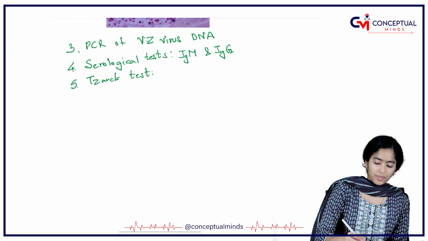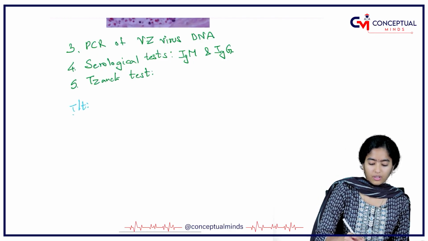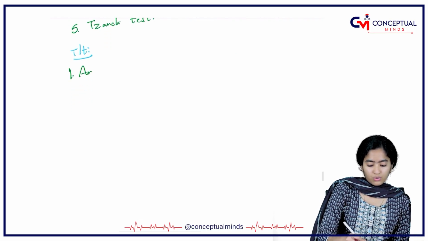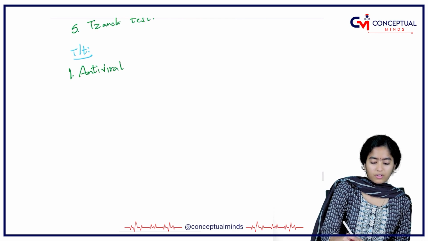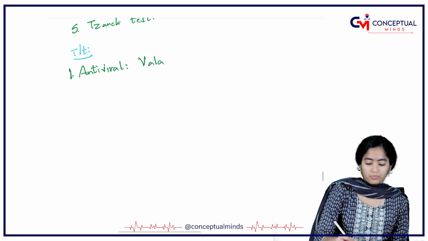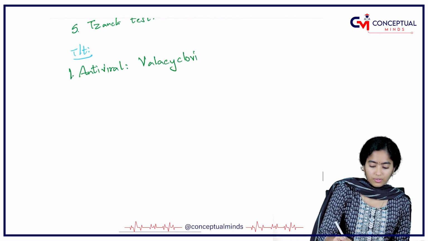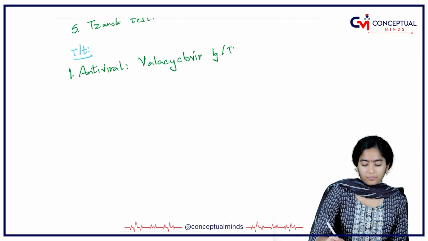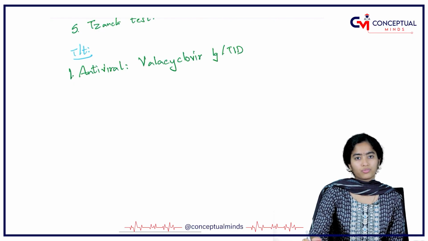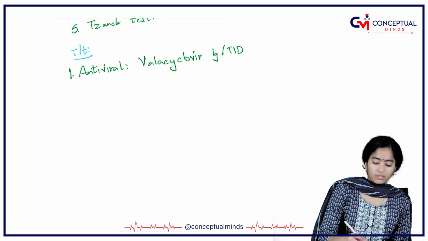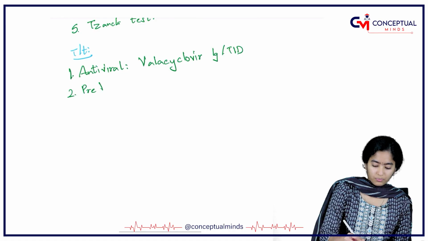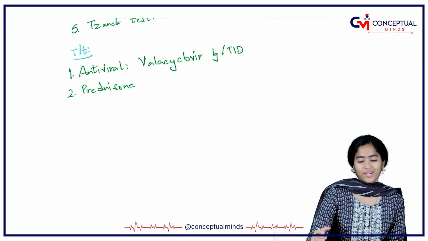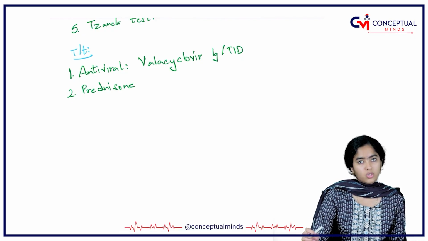Next, coming to the treatment part of this disease, as it is a viral condition, we use antiviral drugs. Valacyclovir is used. Valacyclovir 1 gram thrice a day can be used for about a week, and along with that, prednisolone can also be used. Prednisolone is a steroid drug that is used to reduce the vesicular eruption and the intense pain that is caused by it.